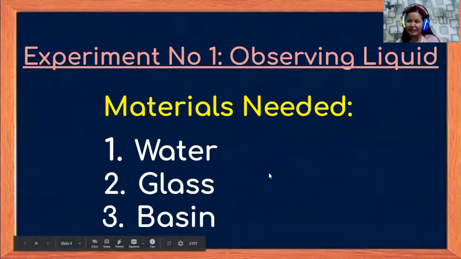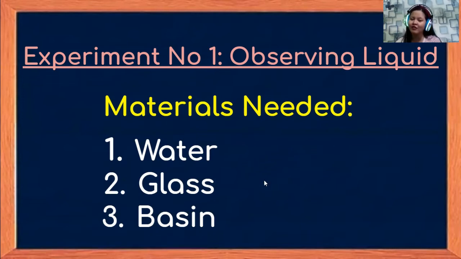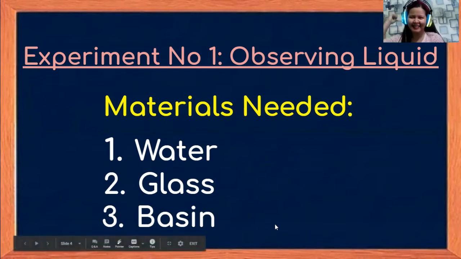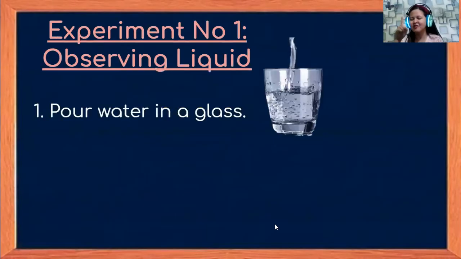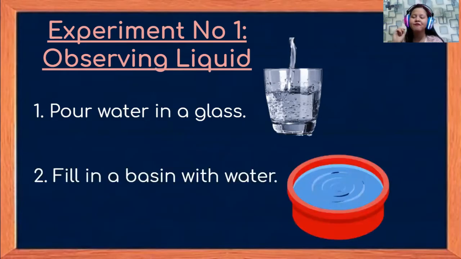Here are the materials you need. If you have water, glass, and basin, let us start. The first thing you have to do is pour water in a glass, just like there on the picture. Okay? If you're done, look at the water inside the glass. Observe. Okay? Next one is fill in a basin with water.